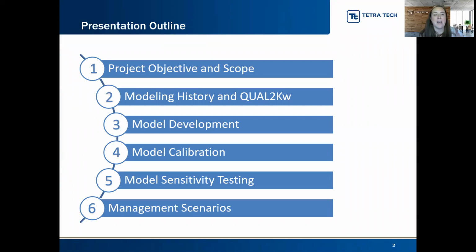Okay, so this is the outline of the presentation today. First, objective and scope, then a very brief history of the modeling in the watershed, how we developed the model, how we calibrated it and what the results looked like, some sensitivity testing we conducted, and then the management scenarios, which are kind of the exciting part at the end, I guess.